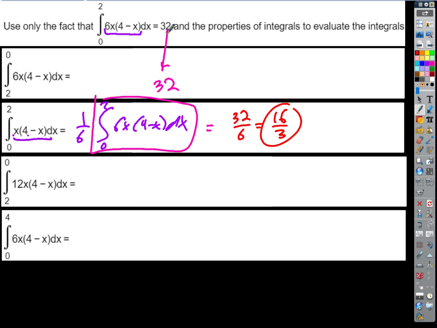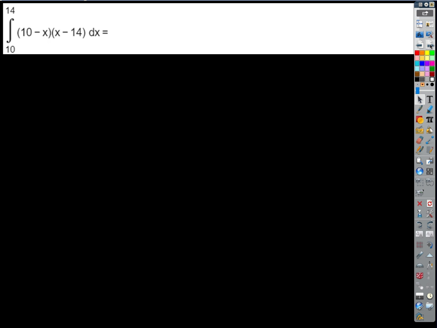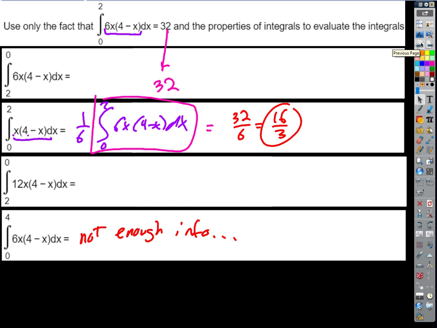Does something look fishy about that? We can't do this without using calculus, right? This is one we can't do because we know that the area from 0 to 2 equals 32. Do we know anything about the area between 2 and 4? No, we don't, right? We can't just assume that it's double this because the function's not linear, right? So we don't know. That's one where there's not enough information, unless we actually do the calculus. If it asks us to use only that, we would say not enough information.